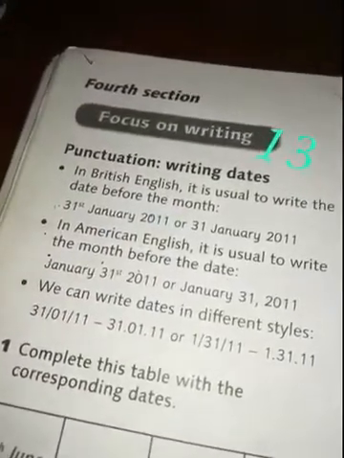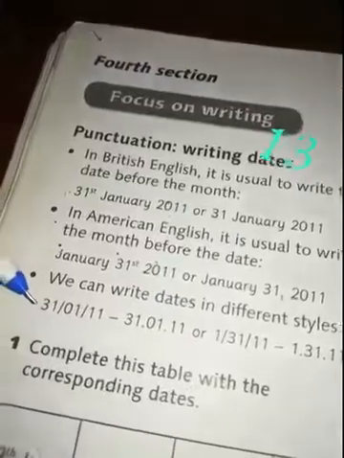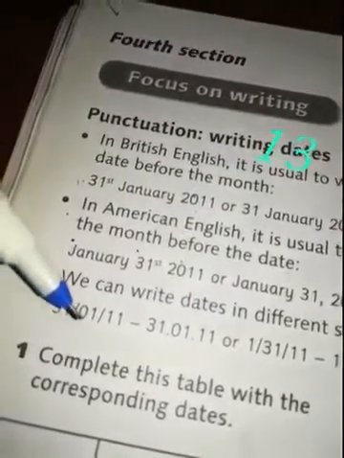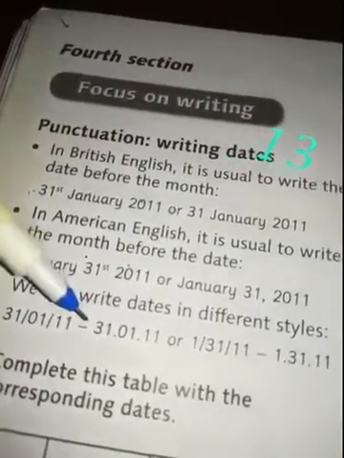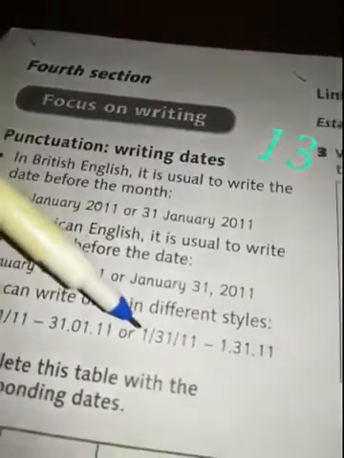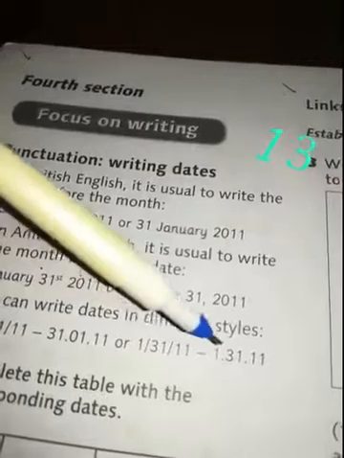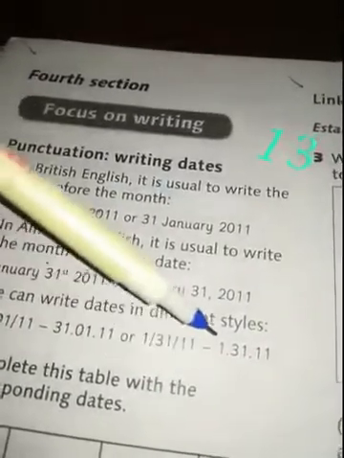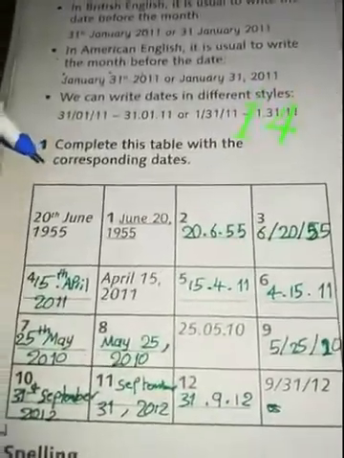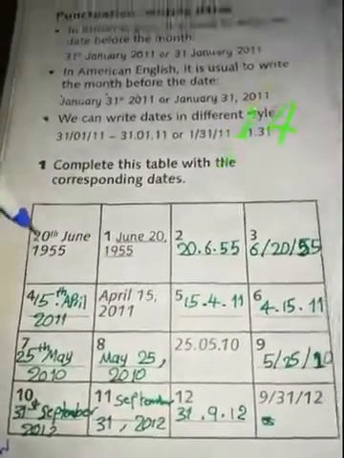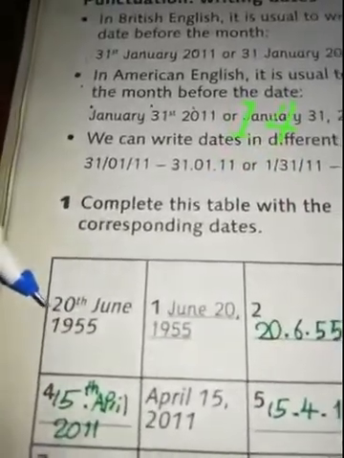We can write dates in different styles, like 31.1.11 or 1.31.11, and here we put a full stop. Here we use another thing. Complete this table with the corresponding dates. Let's start with the first one.